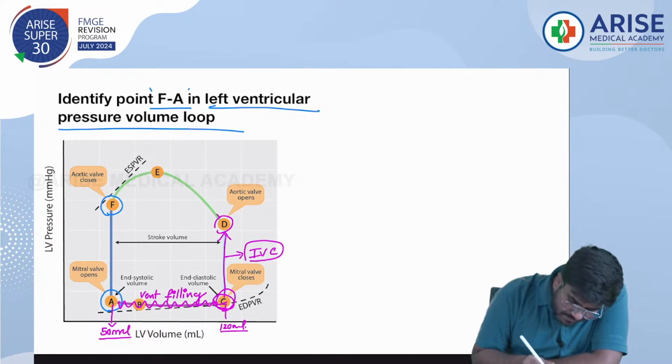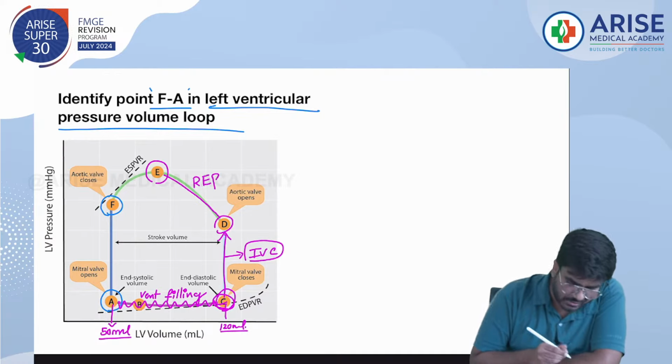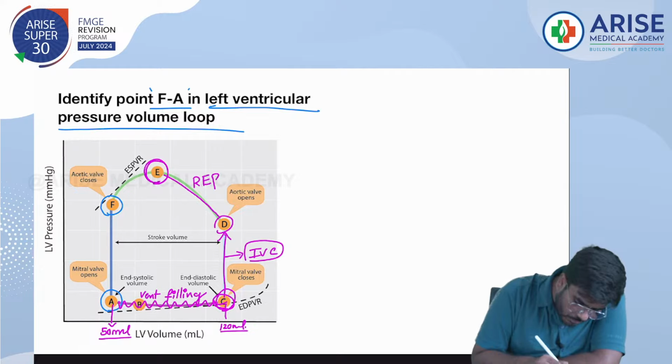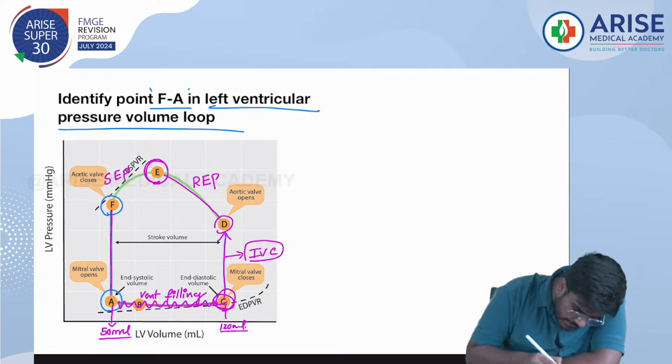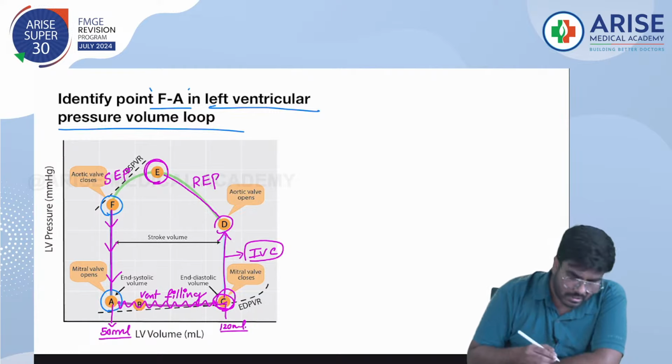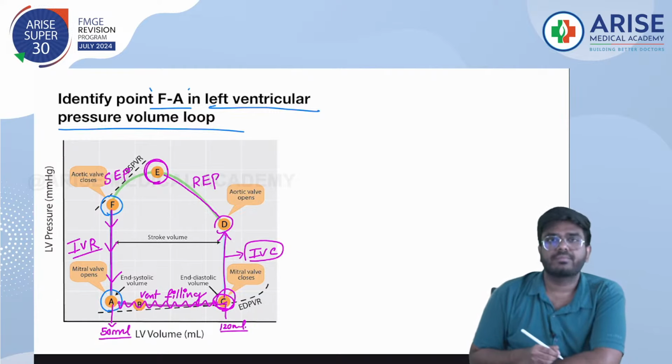The phase from D to E represents the rapid ejection phase. Okay, rapid ejection phase. And the phase from E to F represents the slow ejection phase. And see here, from F to A, the pressure in the ventricle is decreasing. The pressure in the ventricle is coming down. So what is this phase? This is isovolumetric relaxation.